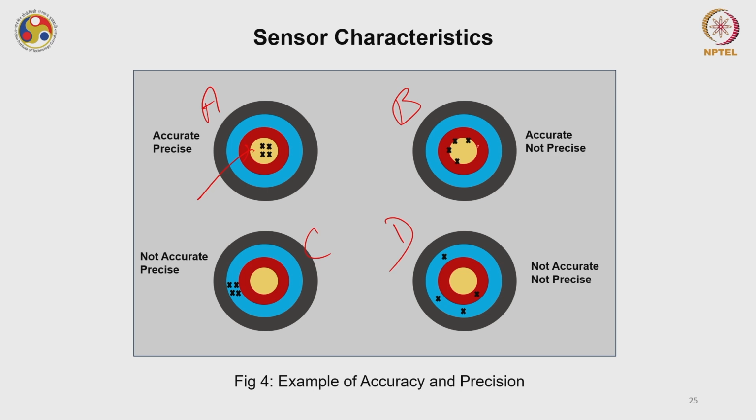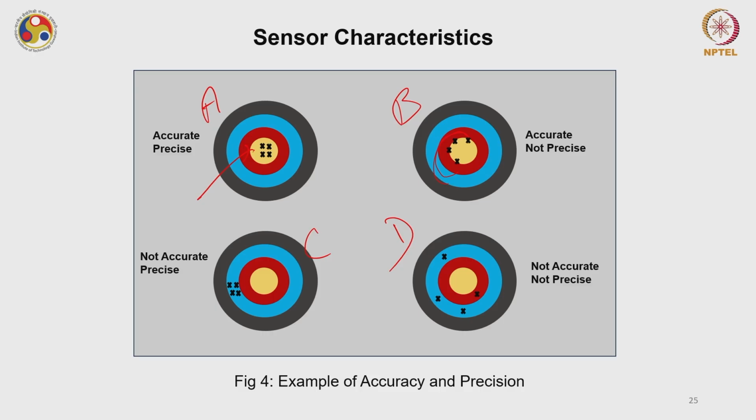Person B, if you see, his hits are accurate but not precise. There is some deviation, some distribution in the hits. It is accurate because every time he is hitting the yellow area, but it is not precise. This is also acceptable.